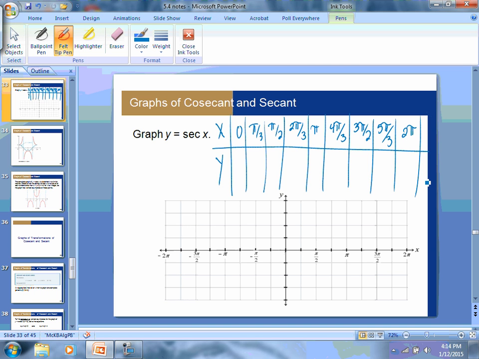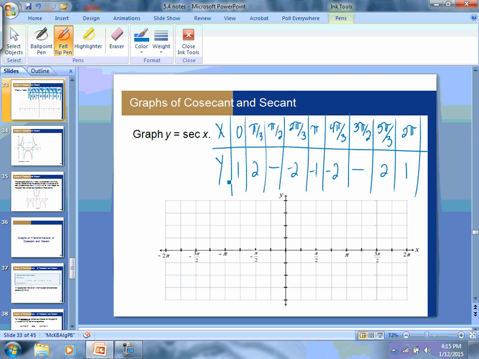Okay? So, the inverse of 1 is 1. Okay, and then at pi over 3, cosine of that is 1/2, so the reciprocal, or inverse, of that is 2. Then we'll have undefined. Inverse of 0 is undefined. Then we'll have -2, -1, -2. Then we have another undefined here, and then +2 and +1.